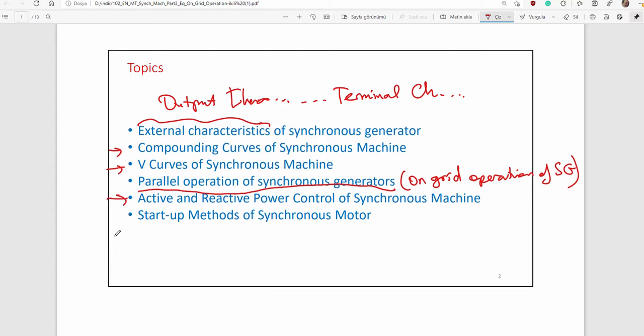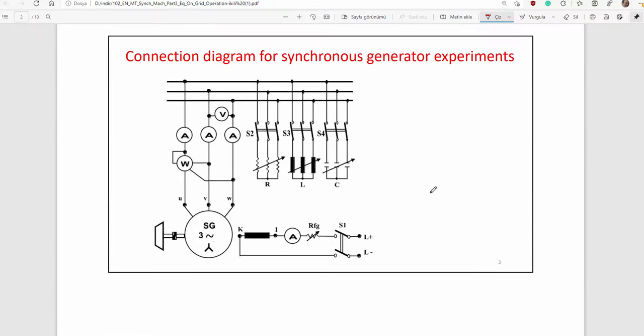And then active and reactive power control. In fact, we know some about this, but we will repeat again. And then we will talk about motor startup methods. Let's start with terminal characteristic or output characteristic.